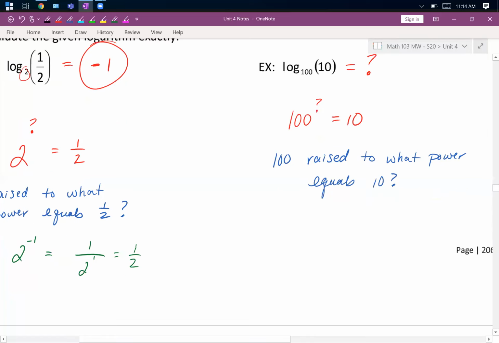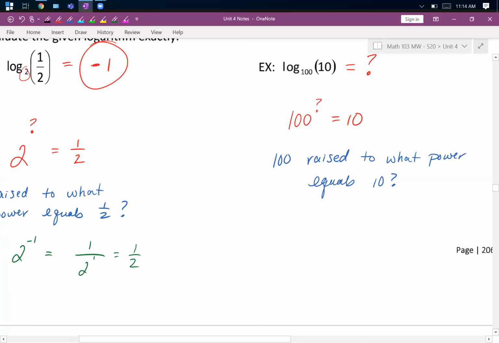So let's think about it. What relationship do we know between 100 and 10? And how is that relationship affected by an exponent so that we can make them equal to each other? Well, 100 is 10 squared. That is correct. So we're looking though for the exponent on 100 that would make them equal. You found me an exponent on 10 that would make them equal. So we want to know 100 raised to what power is equal to 10?